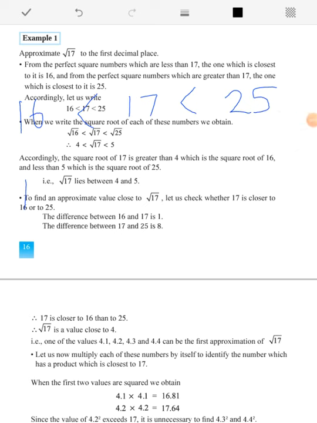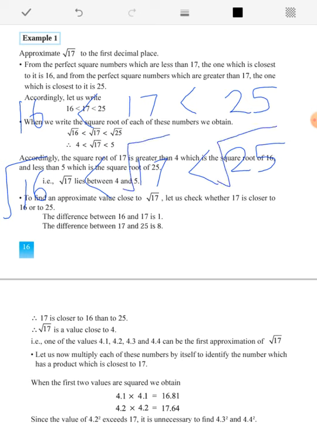So we can rewrite these numbers again. Let's put the square root for each. The square root of 16 is equal to 4. You have to find the square root of 17. The square root of 25 is equal to 5. Okay, so the square root of 17 is in between 4 and 5.